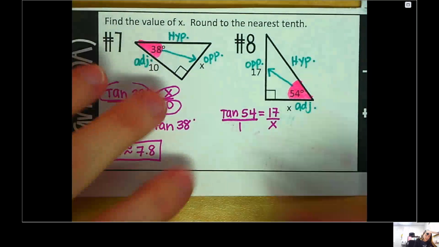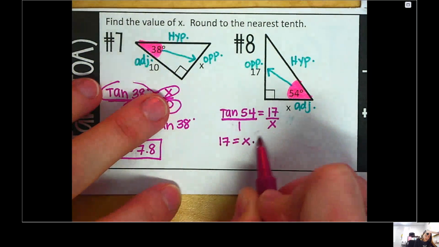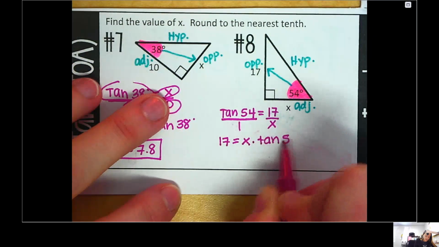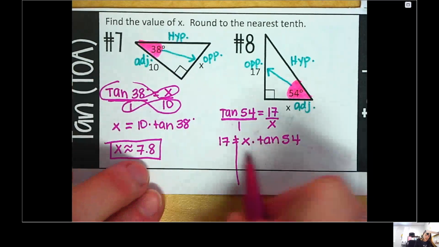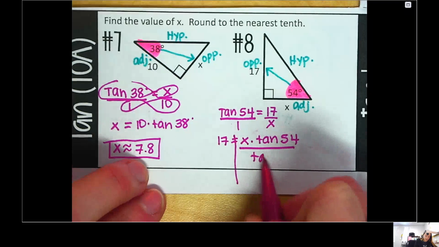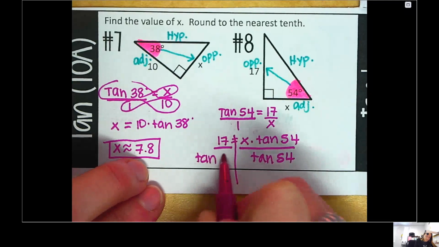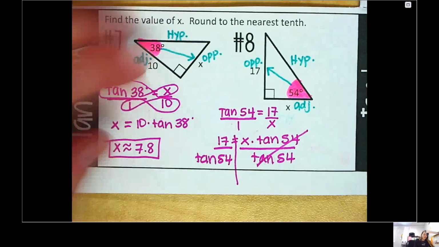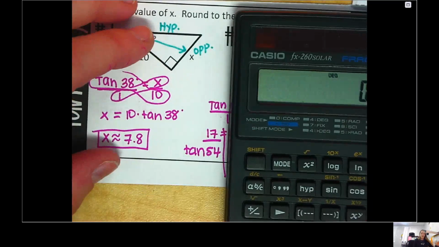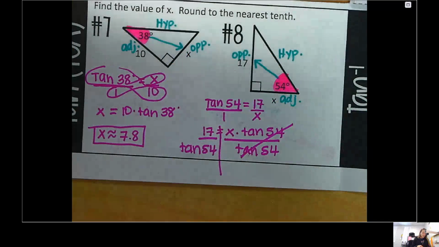17 times 1 is 17 equals x times the tangent of 54. And to get x by itself in this algebra problem, I divide both sides by the tangent of 54. So this is where I put it in my calculator, and remember to push the equal sign. So I'll do it on my phone, this one, just so that we can get a visual of how they both work.